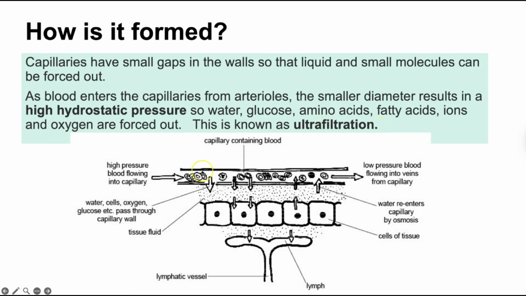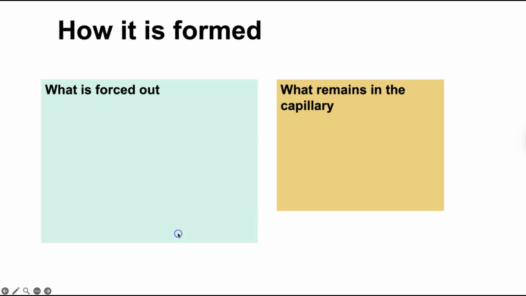Now, the key thing here to get the mark, you would have to name what gets forced out, not just say small molecules. So always name water, and then I would name at least two other things from this list. So water, glucose, amino acids are forced out. That is how tissue fluid is formed.